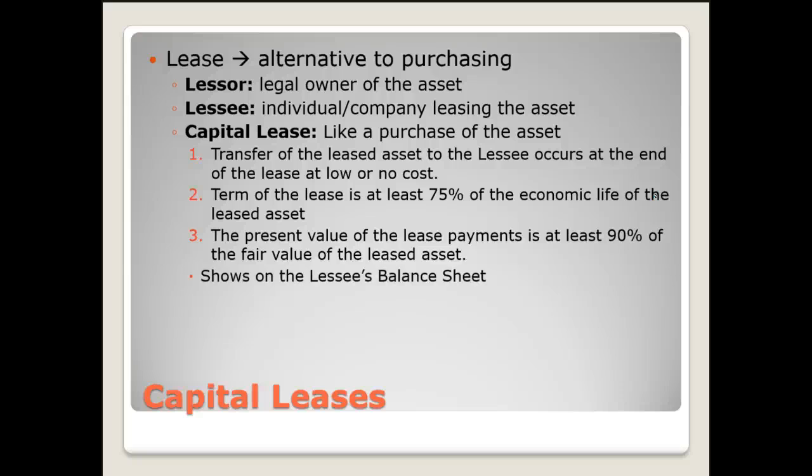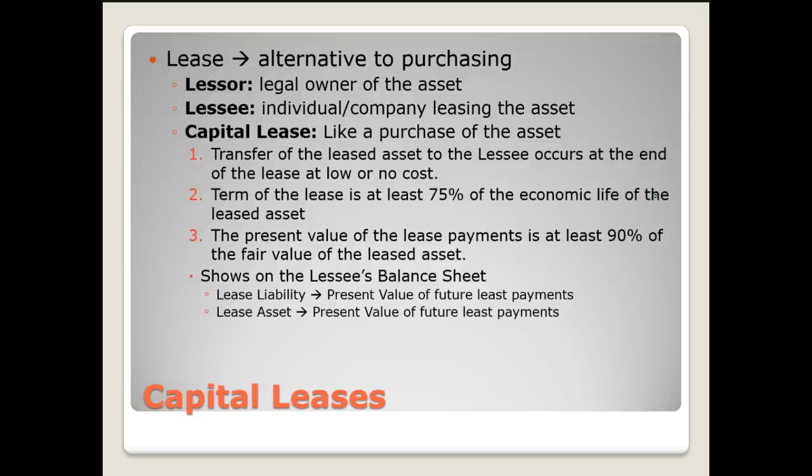In a capital lease situation, the asset and the liability show up on the lessee's balance sheet. The lease liability is the present value of the future lease payments, and the lease asset is the same thing. And in this case, the value is depreciated over time, which means the lease liability is reduced over time, and you would record an interest expense.